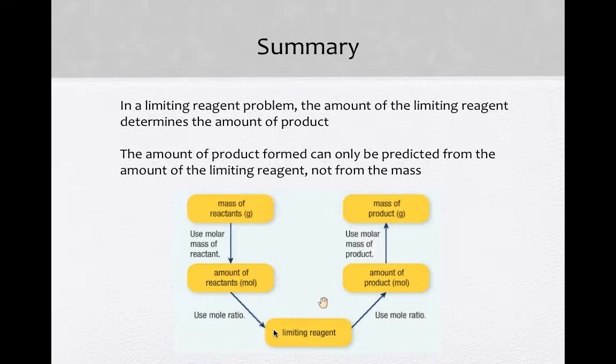And it doesn't matter which one we choose, we will still be able to identify who the limiting reagent is. Once we know the limiting reagent, we can use that and mole ratios to find the amount of product that would be generated. And from there, we can just use the molar mass to convert it to mass.